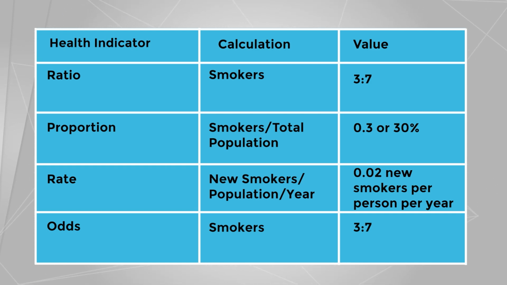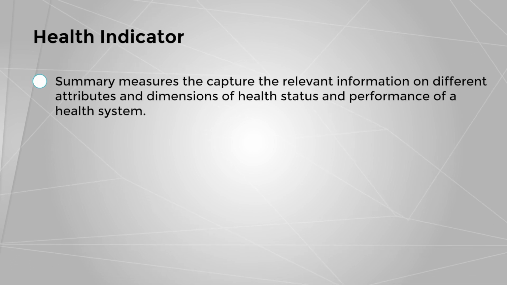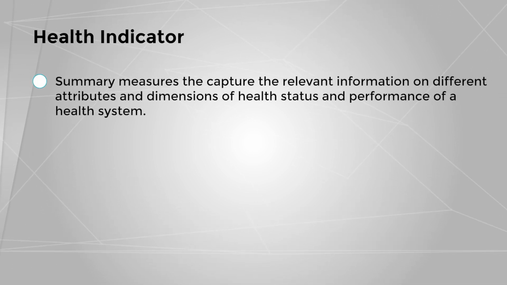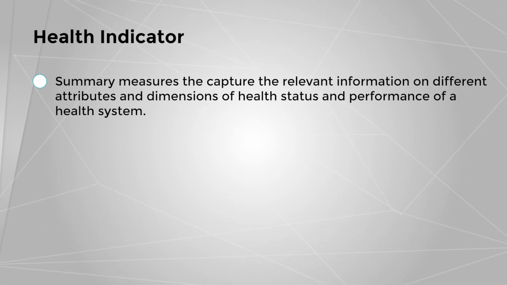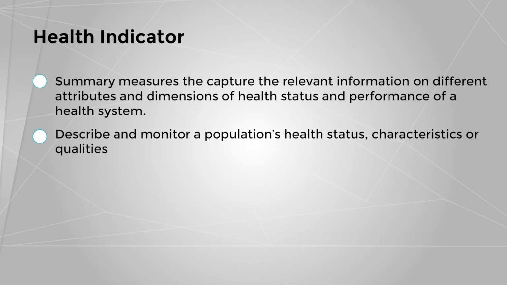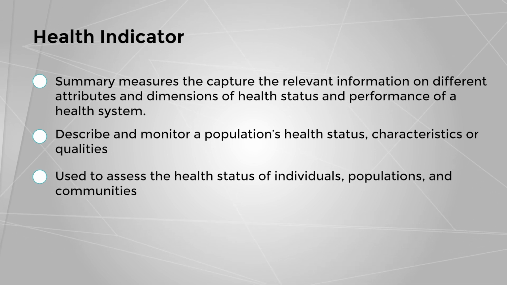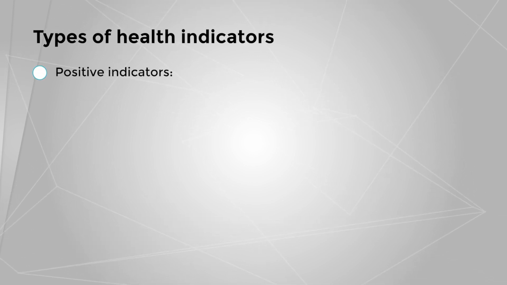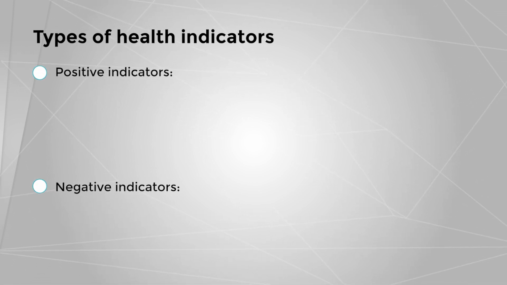A health indicator is defined as a summary measure that captures the relevant information on attributes and determinants of health status and performance of a health system. It attempts to describe and monitor a population's health characteristics or qualities. Health indicators are metrics used to assess health status of individuals, populations, and communities. There are two types of indicators, positive and negative health indicators.